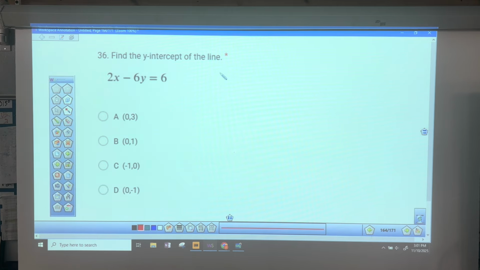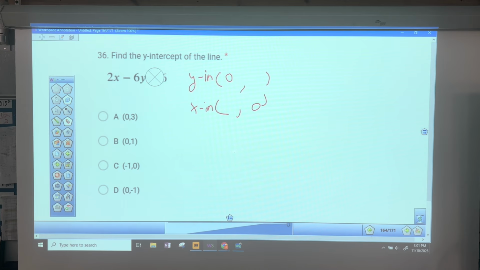Find the y-intercept. So the y-intercept is when I use yin and yang. So this is my y-intercept. That's my yin. My x-intercept would be this one. It's not asking for the x-intercept. It's just asking for the y-intercept. So to find the y-intercept, notice x is equal to 0. So if I've got x equals 0, just cover it up. It gives me a little tiny equation. Negative 6y equals 6.